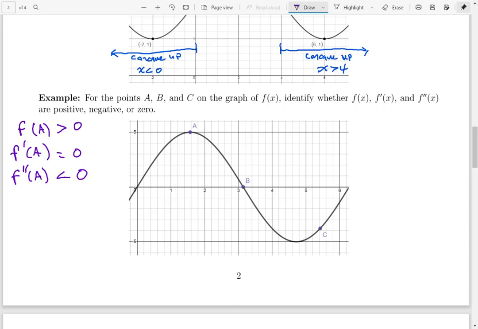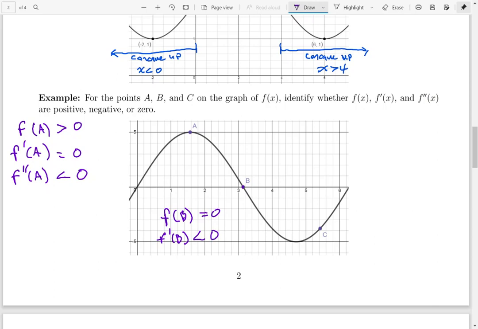Let's do the same thing for b. At the x value for b, what is the function value? The function value here is on the x-axis, so the function value is 0. Then let's ask ourselves about the first derivative at the x value for b. The slope of the tangent line here looks like that. That's a negative tangent line, and so I can say that the first derivative is negative at b.